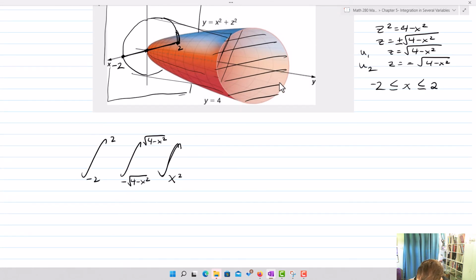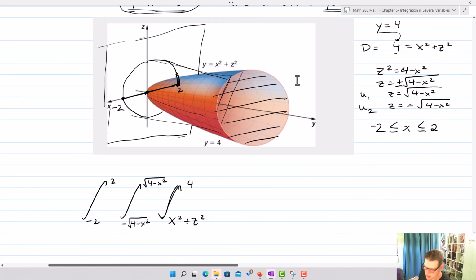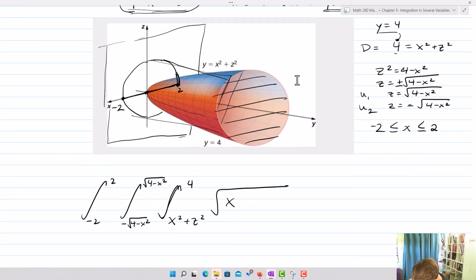So this is going to be x squared plus z squared, and this is going to be 4. And then we're going to have our square root of x squared plus z squared, dy now, because remember this is a function of y, dy, dz, dx.